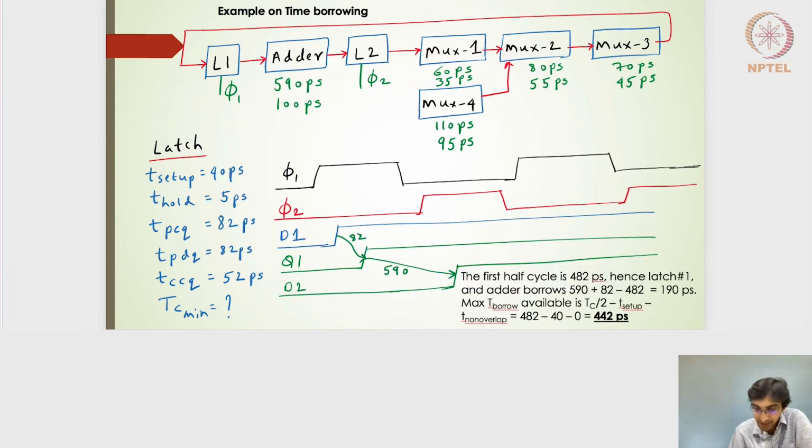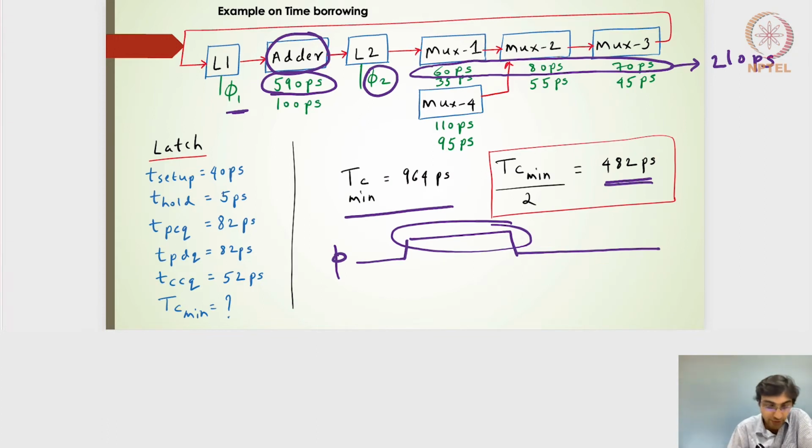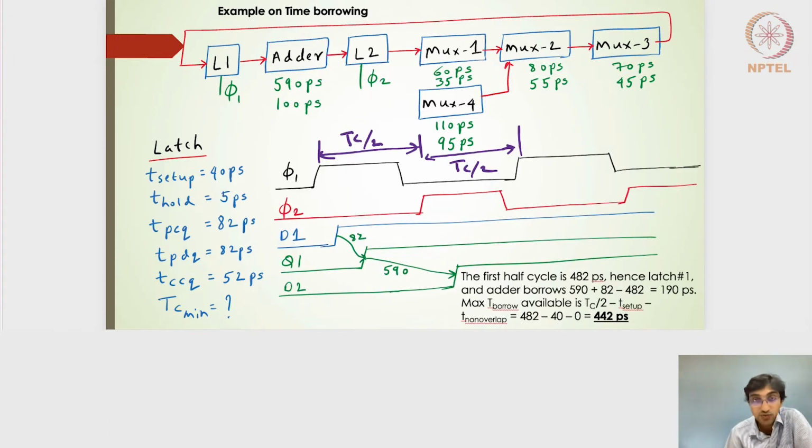Right, so if I draw the timing diagram of the phi 1 signal and then the phi 2 signal, we know that from here to here it is TC by 2, and from here to here it is TC by 2. Right, so this will be TC by 2 and TC by 2. TC by 2 is nothing but whatever we have calculated, 482 picoseconds. So that is what the value is.